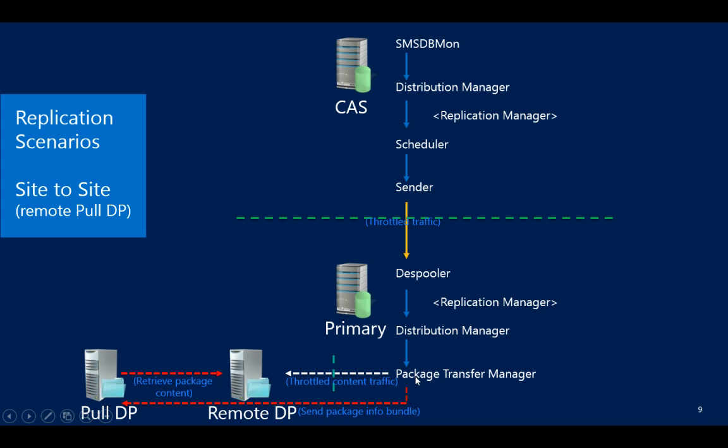So what happens is Distribution Manager will see it's going to the pull DP. That process will wake up Package Transfer Manager. And Package Transfer Manager will not send content to the pull DP. What it will do is send a package information bundle over to the pull DP, which simply tells the pull DP what content it needs to download. And so the pull DP will then go to its source DP to get it.